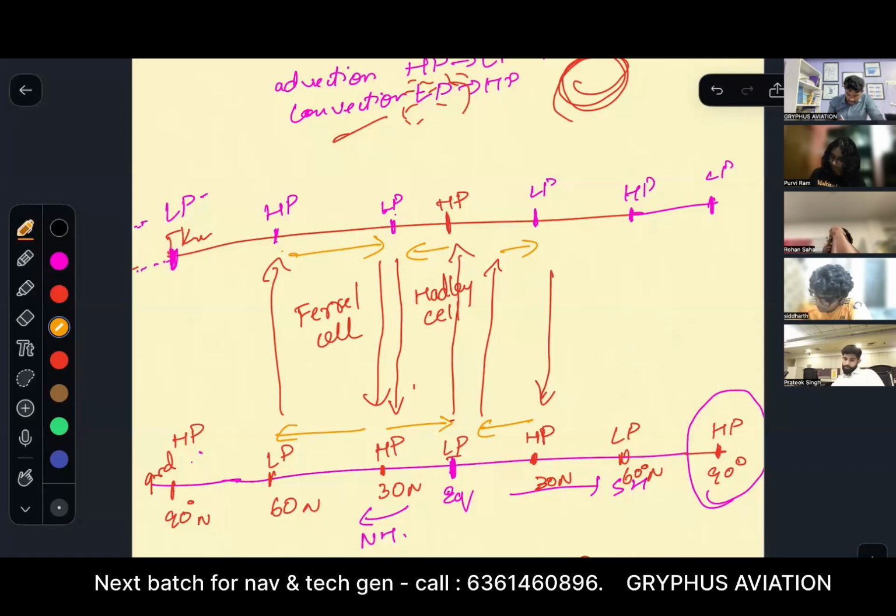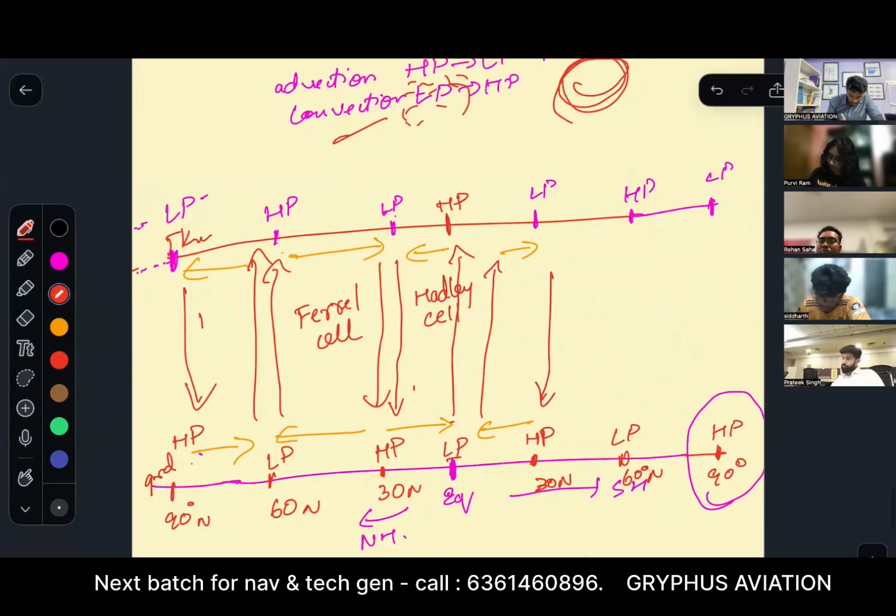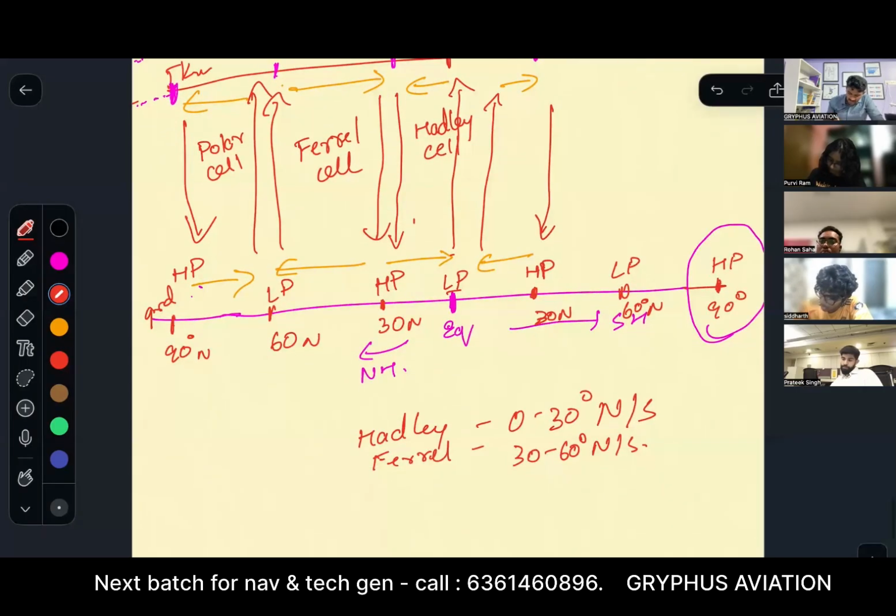Next, high to low, low to high, high to low, low to high. This one loop which is created is called the polar cell. The polar cell is easier. It is created on the poles, that's why we call it the polar cell, which is 60 to 90-degree north or south.